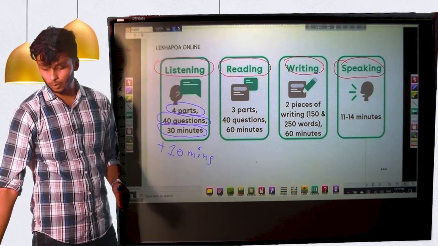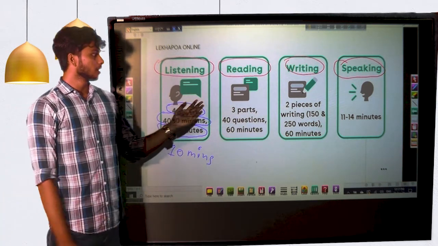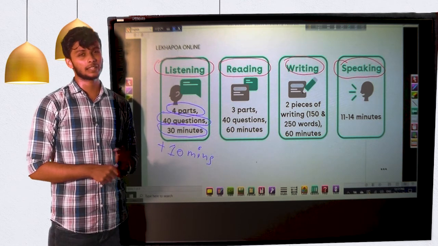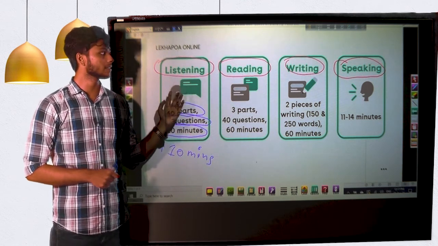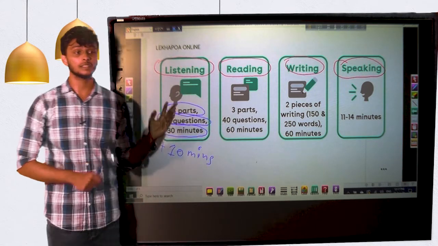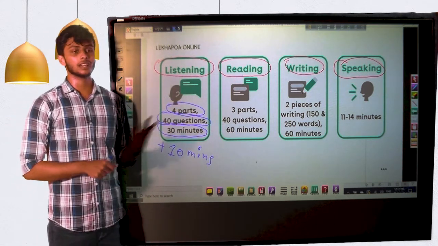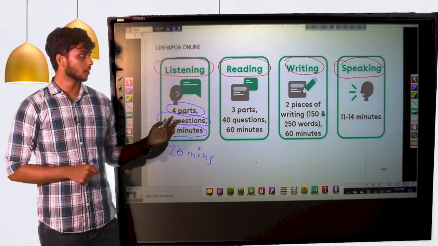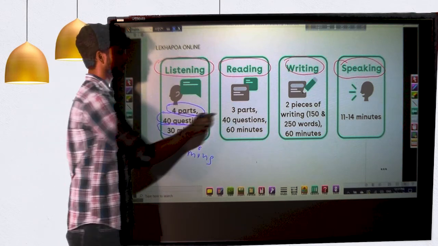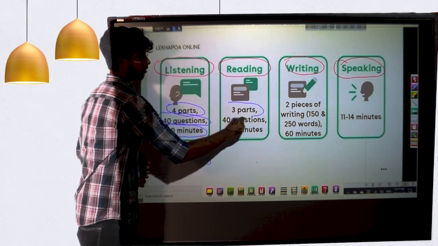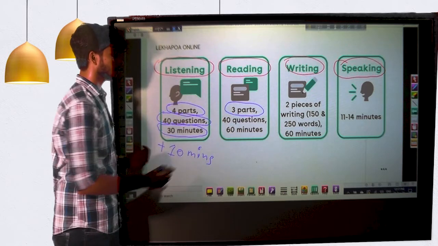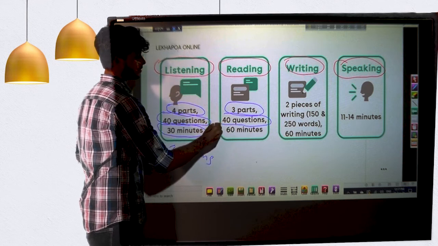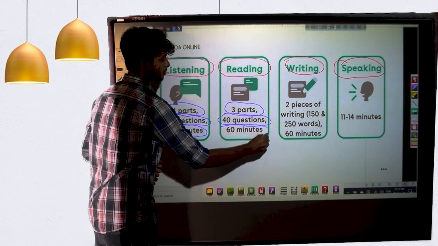Now let's move on to the reading section. The reading module is a little bit different for the two tests, academic and general, unlike listening and speaking, because those two modules are the same for both tests. Reading has three parts or three sections, and you will get 40 questions in both of the tests, and you will be given 60 minutes to answer.